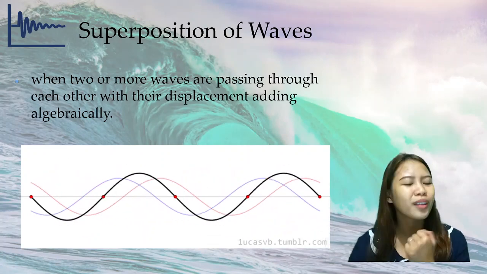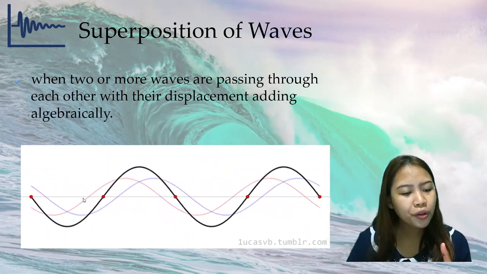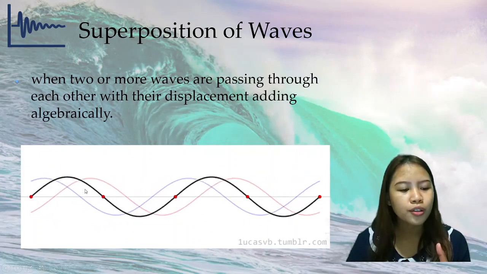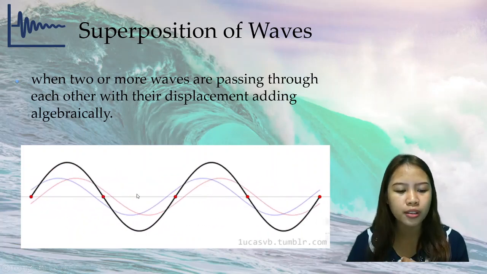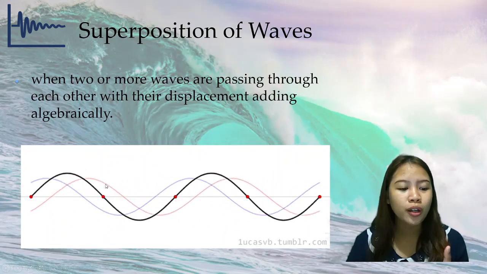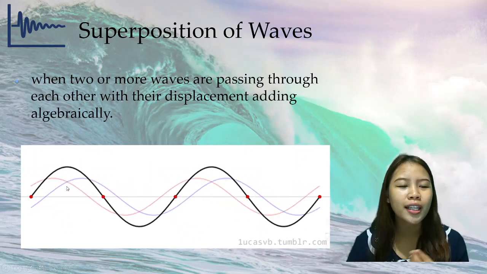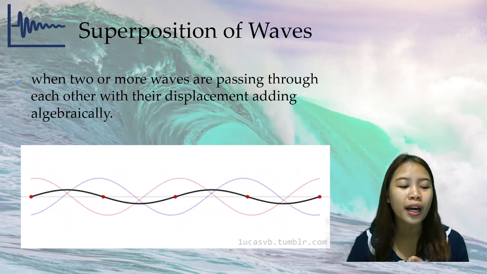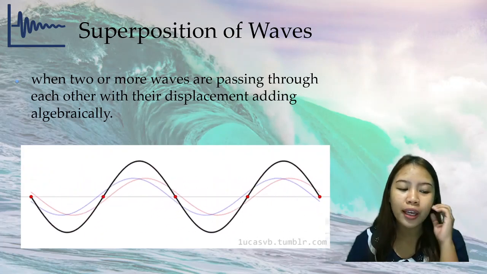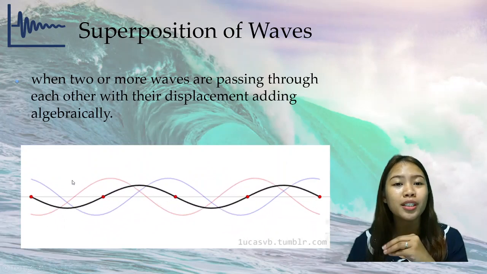Now, if you're going to take a look here at our illustration, we have the red and the blue waves. So how do they superpose? The red wave overlaps with, or passes through, the blue wave. Meaning, the red wave is going to the left, and the blue wave is going to the right.